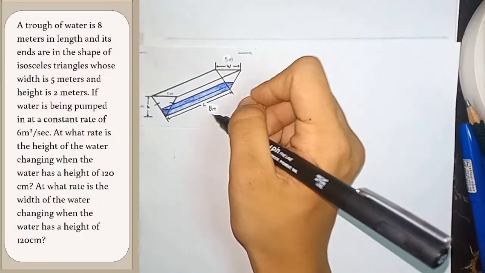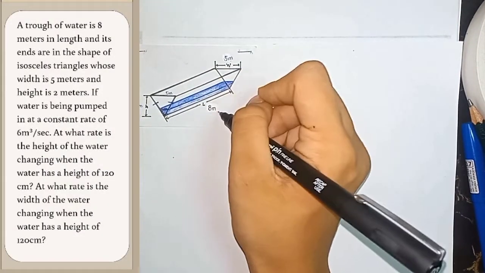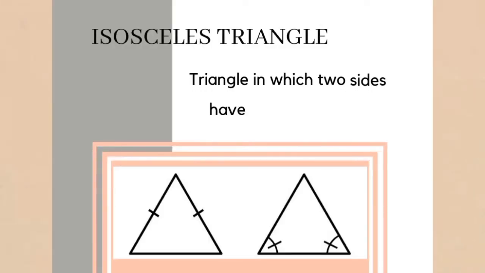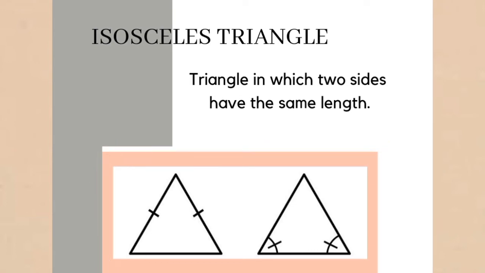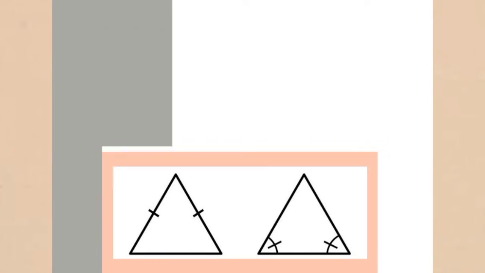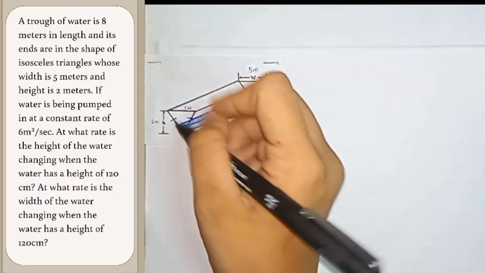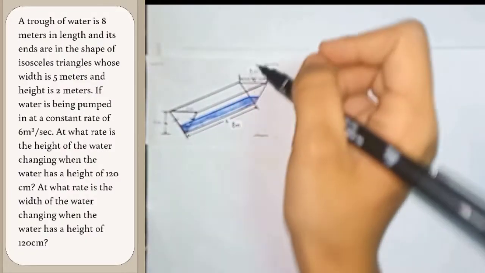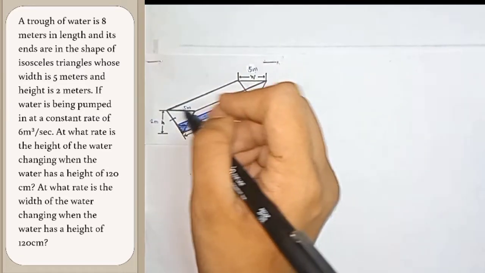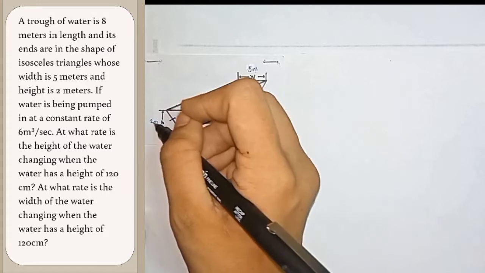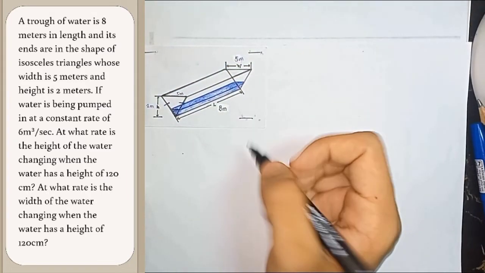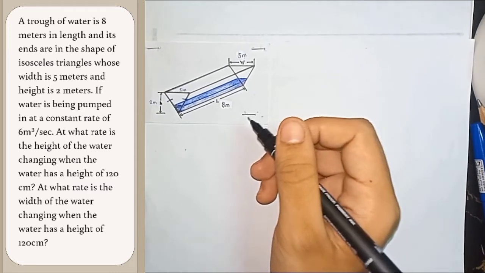We have a trough of water that is 8 meters in length, so this is going to be 8 meters down here. The ends of the trough are isosceles triangles, and we know that an isosceles triangle is a triangle in which two sides are the same length. In this example, the sides of the tank have the same length. The width of the triangles is 5 meters, so this is 5 meters here, and it's going to be the same over here, and the height is 2 meters. So, we have all of that, and it says that water is being pumped in at a constant rate of 6 cubic meters per second.